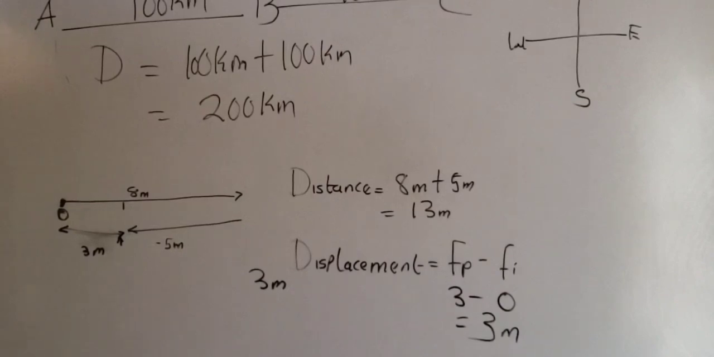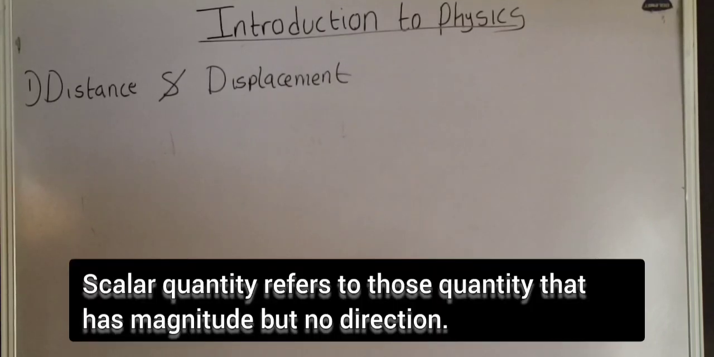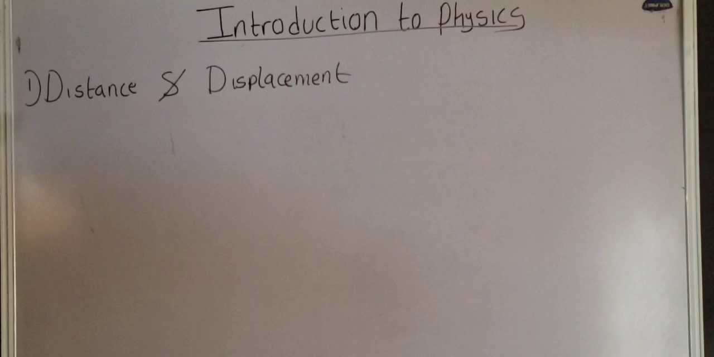It is important to note that displacement is different from distance. Distance is a scalar quantity, while displacement is a vector quantity. A scalar quantity is a quantity that has only magnitude but no direction. For example, if I said that a boy traveled 5 meters, from that statement we are not given the direction in which the boy traveled. So therefore, that is a scalar quantity.